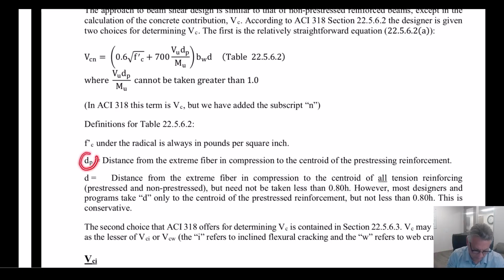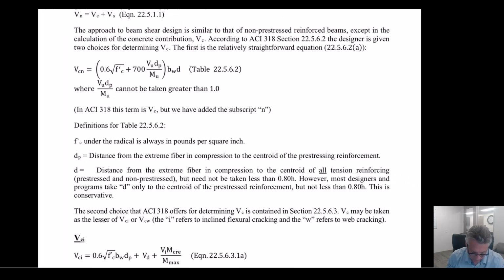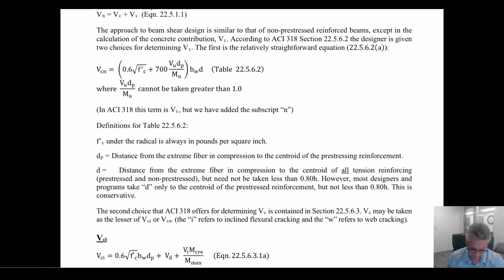DP, distance to the centroid of the pre-stressing reinforcement. D, and this is where it gets a little confusing. D is defined, remember these are all ACI definitions, they're not Dirk Bondy definitions. This comes from the code. Distance from the extreme fiber in compression. D is, by the way, always measured. Any D anywhere in the code is measured starting from the compression face of the concrete to whatever they're talking about. So that's always the starting point.